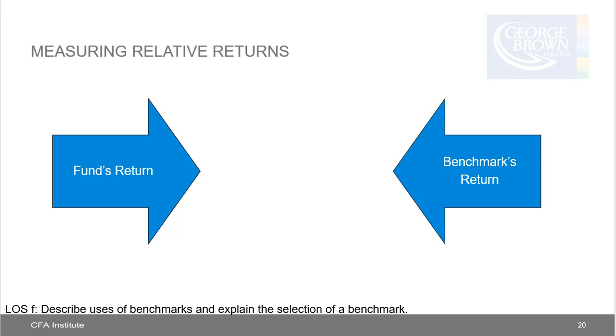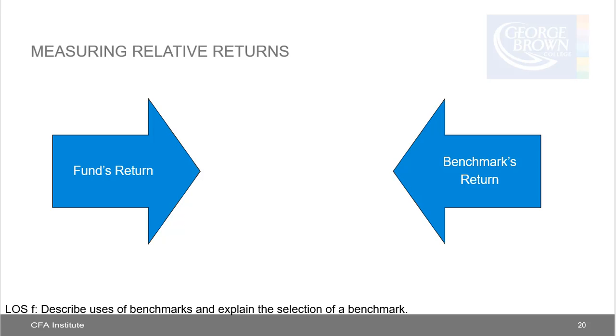Anyhow, we're going to move on to Learning Outcome Statement F, which is describe uses of benchmarks and explain the selection of a benchmark. By measuring relative returns, that is, returns relative to a suitable benchmark, investors can determine whether they could have made more money in other investments. Measuring relative returns allows them to assess their opportunity cost and determine whether their investments are generating appropriate returns.